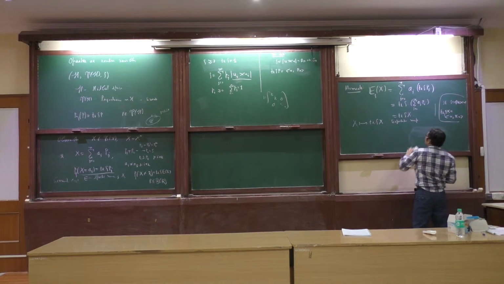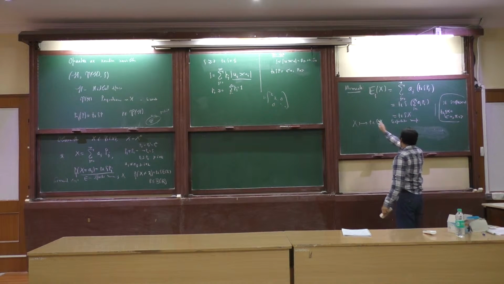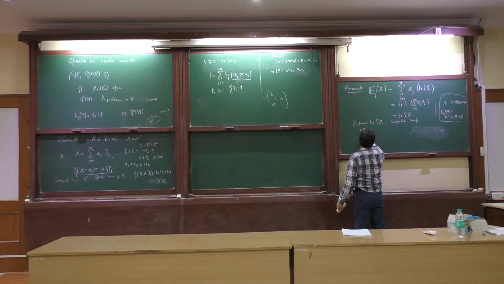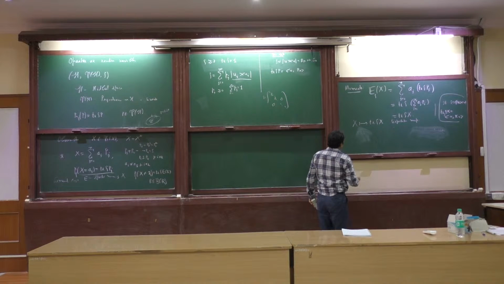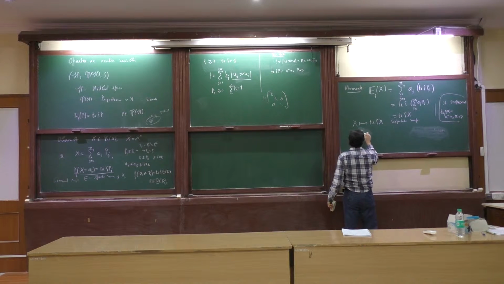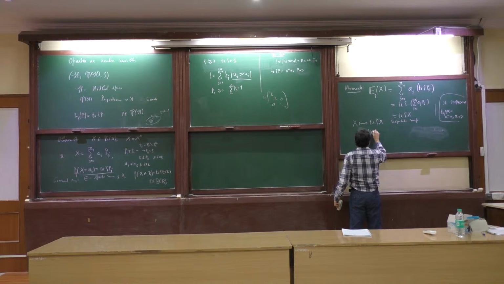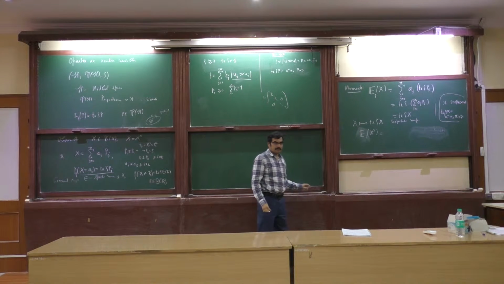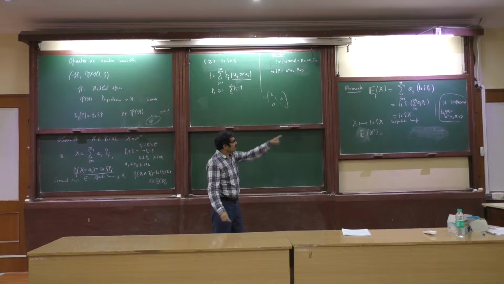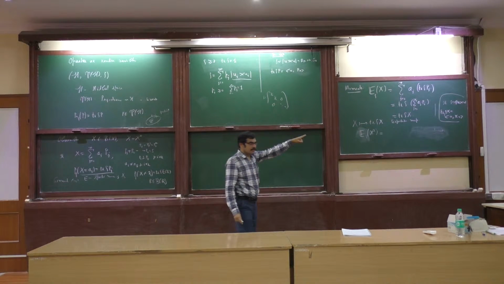Now, this is the expectation, right? So I'll write the expectation, which I have already written, trace rho x. Now, what is the second moment, the expectation of x squared? You can do the same thing with the summation of a_j squared, right?